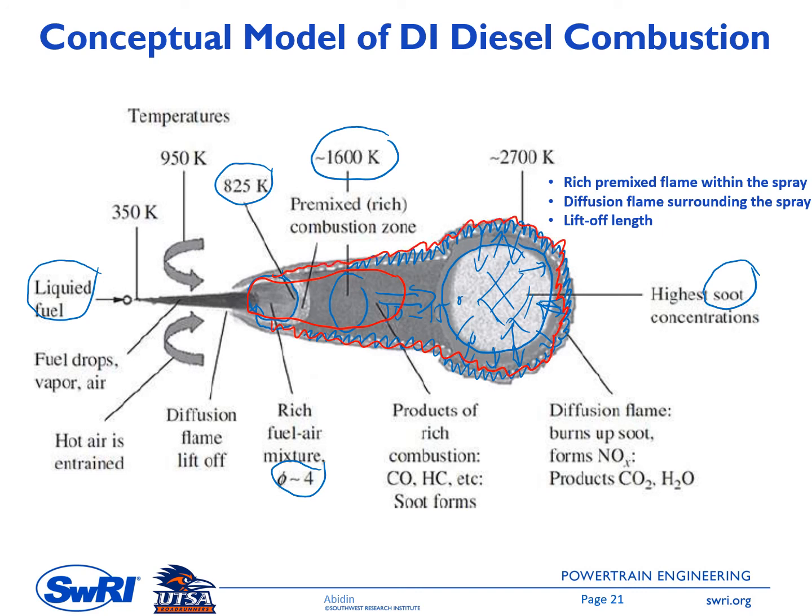Another feature of this diesel combustion is what is called the lift-off length. This is the distance between the nozzle tip and the start of the combustion. So it is somewhere here, where we have a premix flame. So this one is what is called the lift-off length.